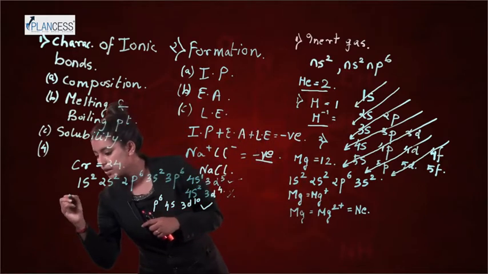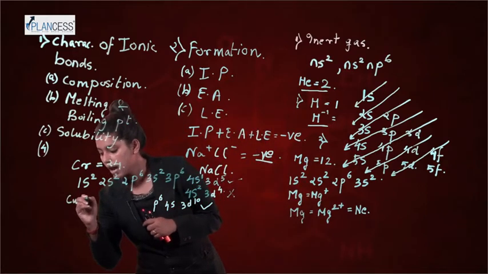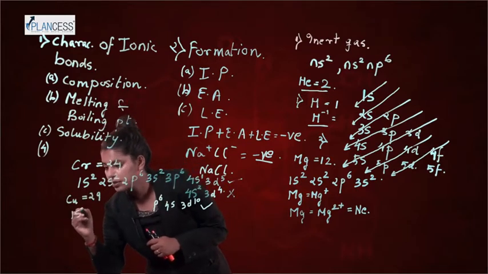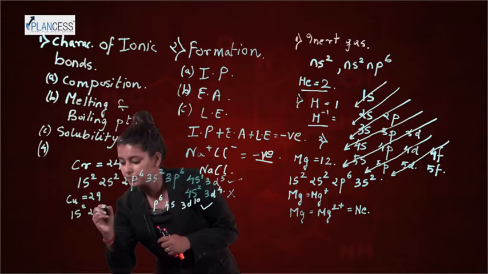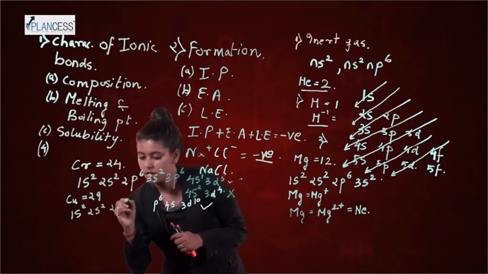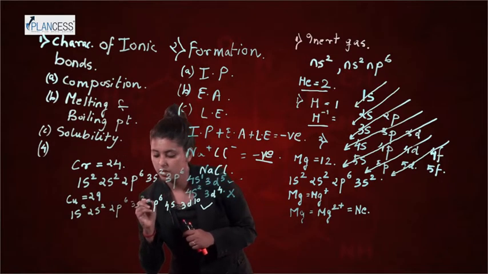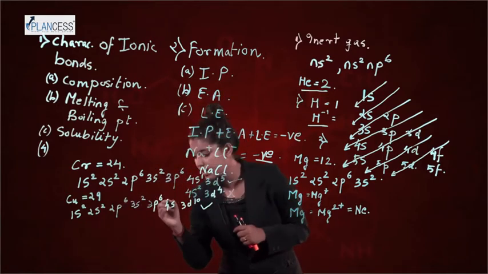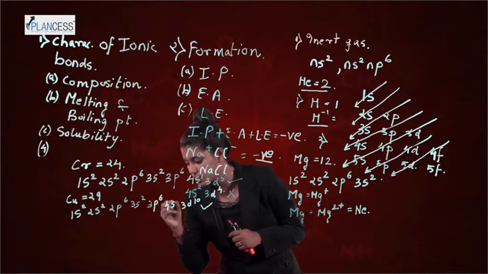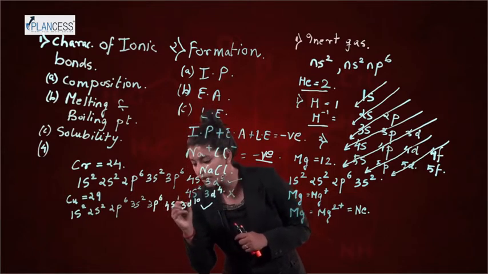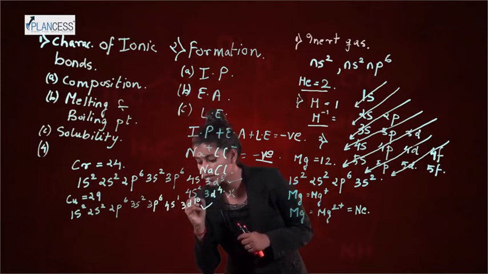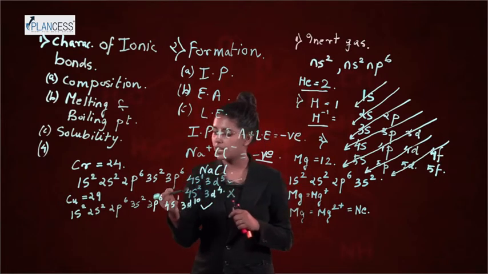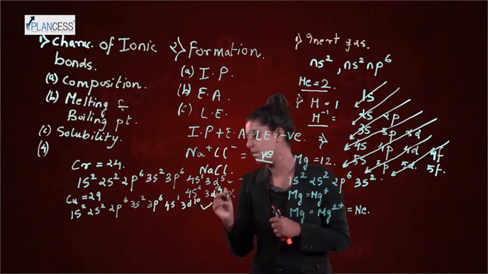Similarly, we can take the example of copper, having 29 as atomic number. We will write the electronic configuration in the same way: 3s2, 3p6. Now in this case, again 4s consists of 1 electron, but the d orbital consists of 10 electrons, making it fully filled. Thus, these half-filled and fully filled orbitals make them a stable configuration.